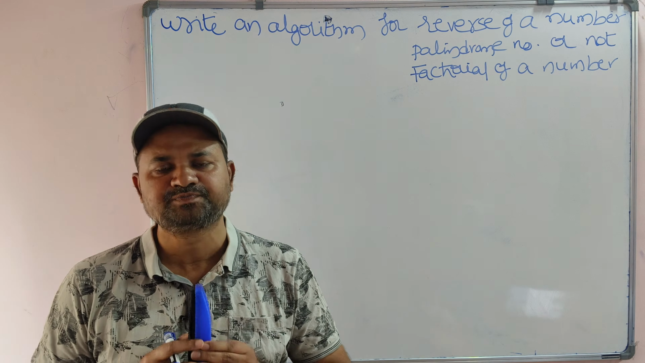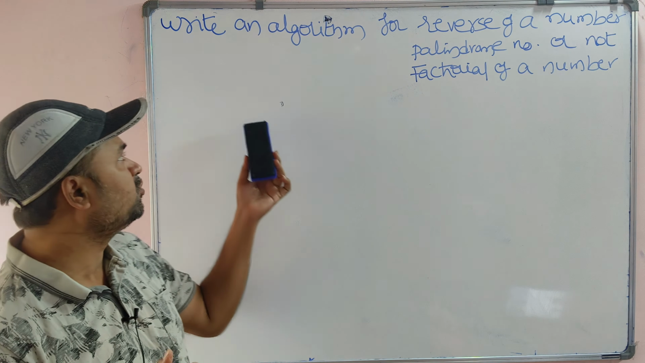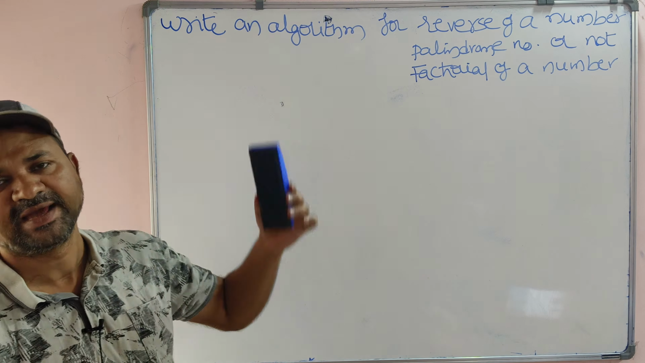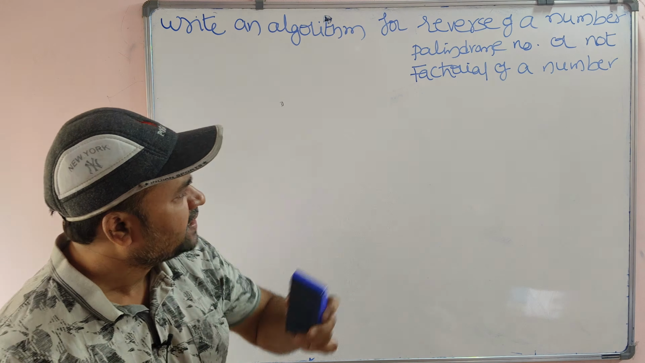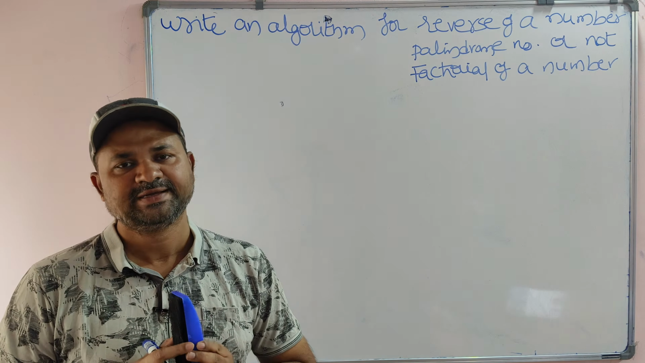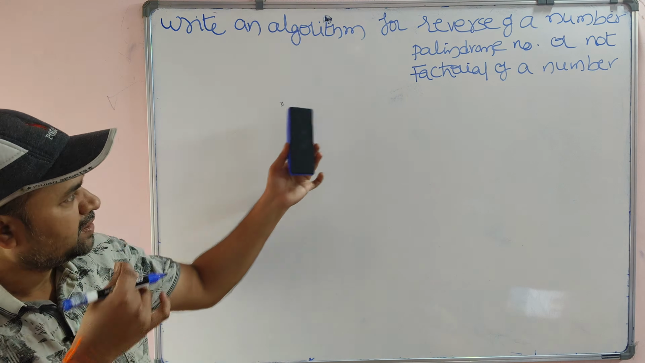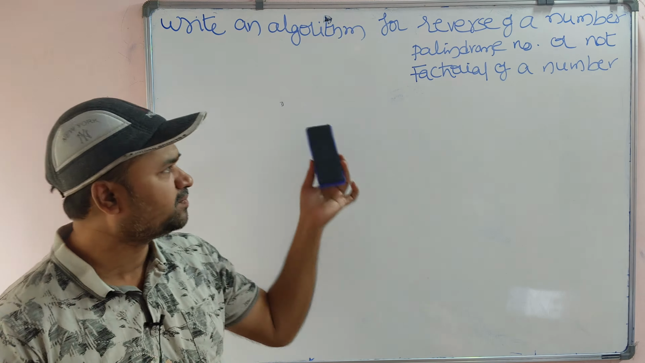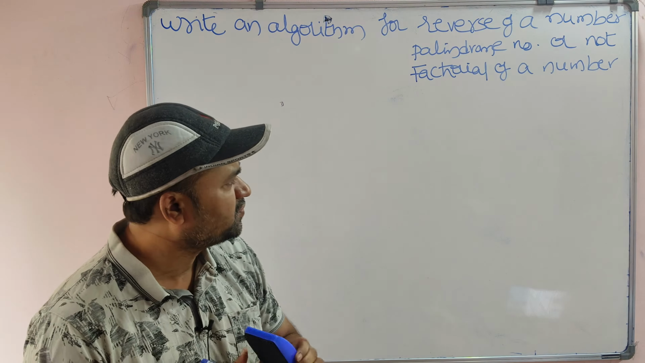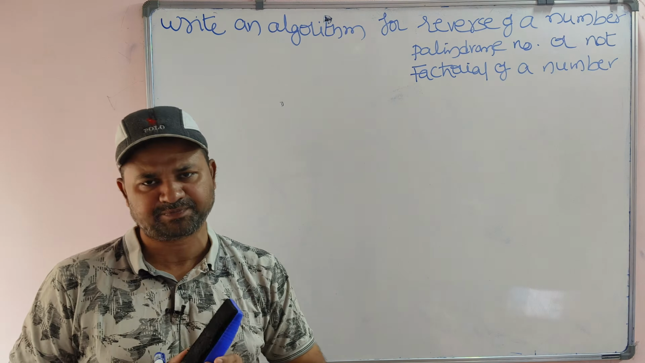In this video, we are going to discuss three problems. Example 1, write an algorithm for reverse of a given number. Second problem, algorithm for palindrome number or not. Third example, factorial of a given number.